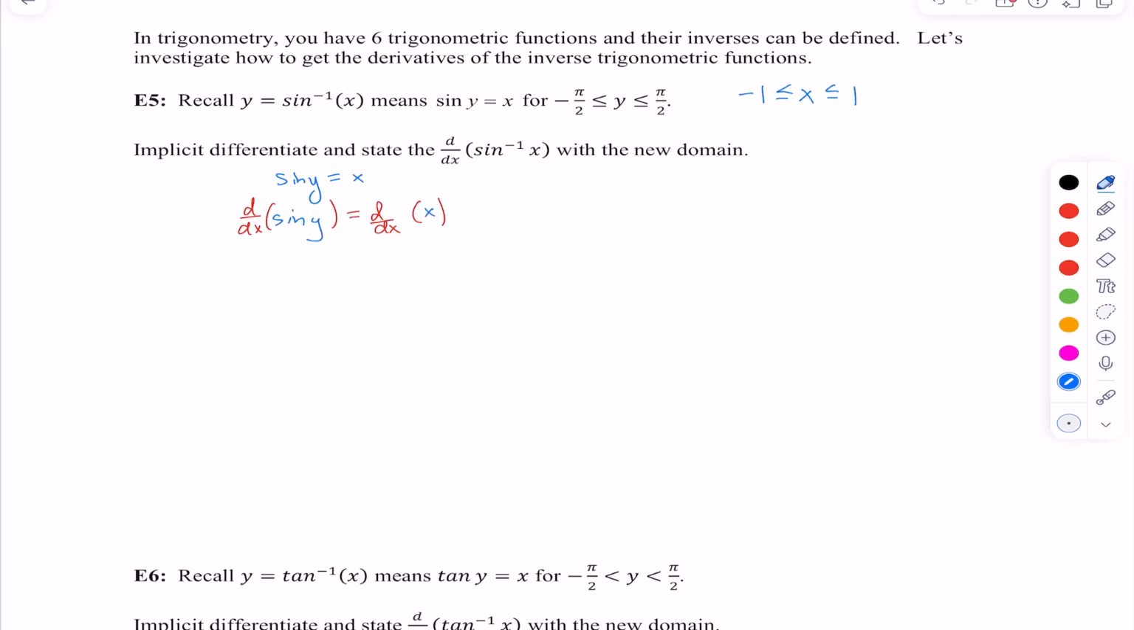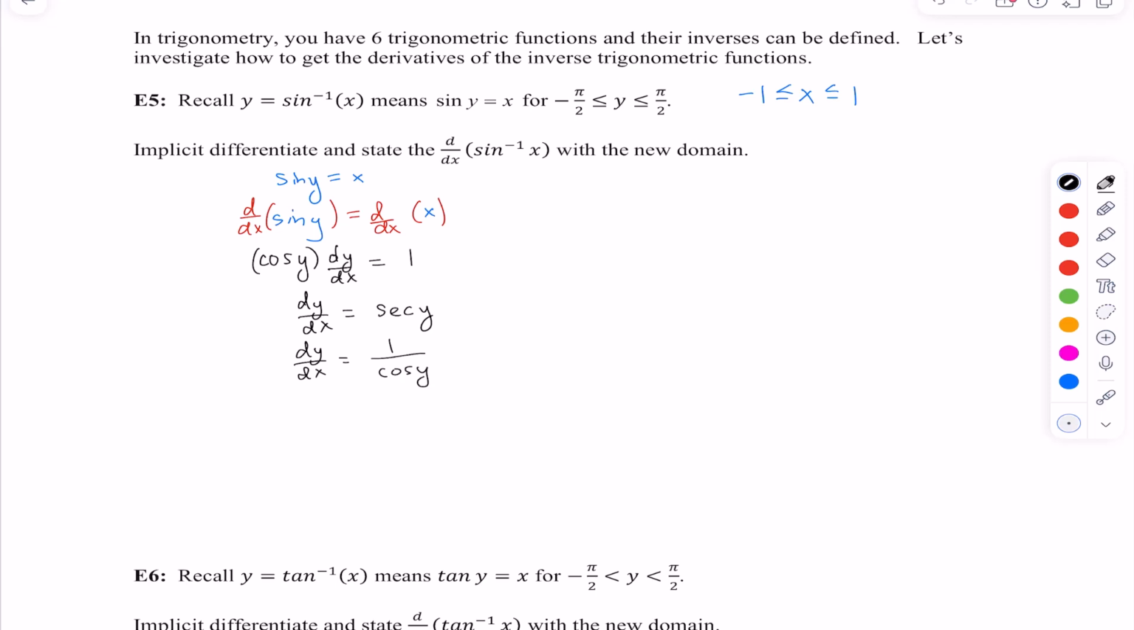So if you differentiate sine of y with respect to x, the derivative of the outside function evaluated at the inside function, it's simply going to be cosine of y times the derivative of the inside function, which is the derivative of y with respect to x. Now, our goal is to solve for dy dx. That is simply the secant of y. If you're trying to figure out what is the secant of y, maybe we need to find the cosine of y.